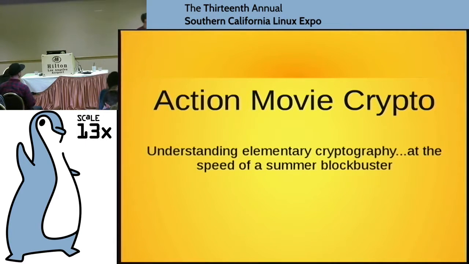The title is Action Movie Crypto. So what we're going to do is very elementary cryptography, and we're going to move at about the speed at which a summer blockbuster goes. So if you want to lean back and just watch stuff explode, that's perfectly okay. If you know crypto, I'm probably not going to do anything you don't know, but I might do it differently.